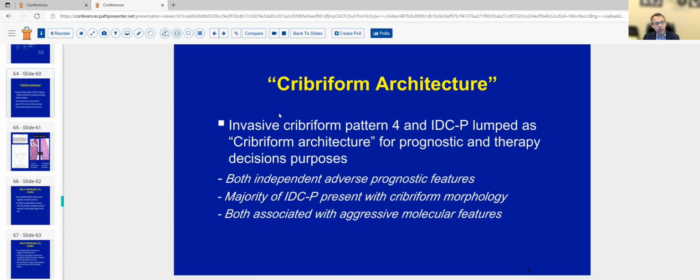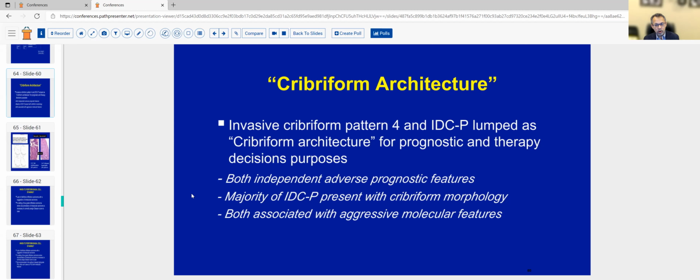Another very important thing to understand is that contemporary studies have lumped invasive cribriform pattern 4 and intraductal carcinoma as cribriform architecture for prognostic and therapeutic decision purposes. And the argument for this is that both are independent adverse prognostic factors. As I showed you, the majority of intraductal carcinoma also present with cribriform morphology. And both are also associated with unique aggressive molecular features.